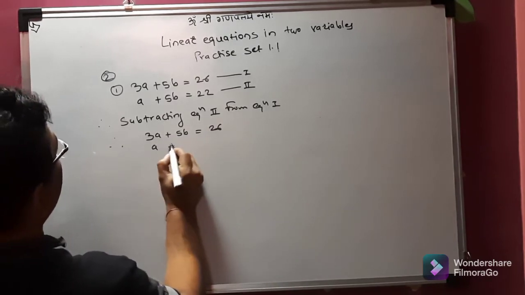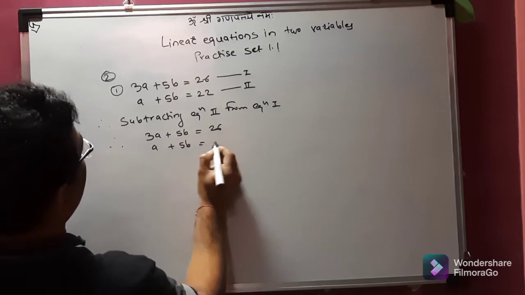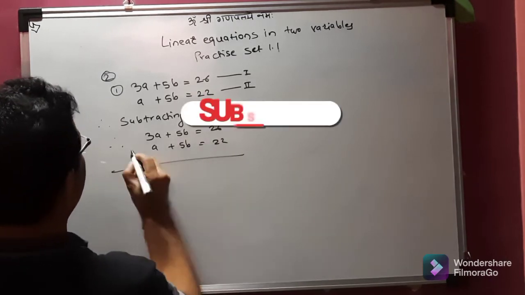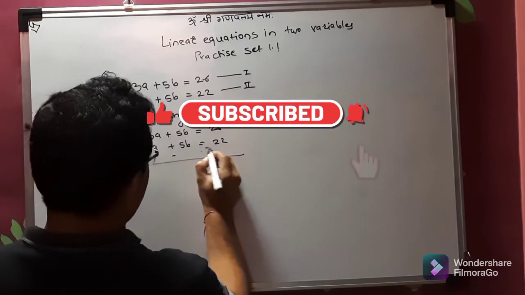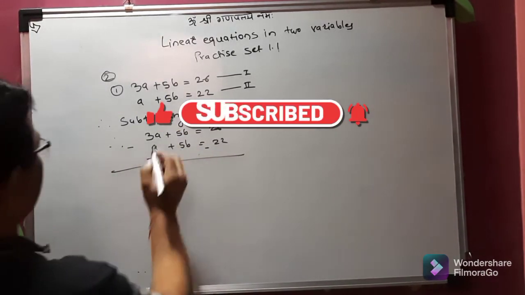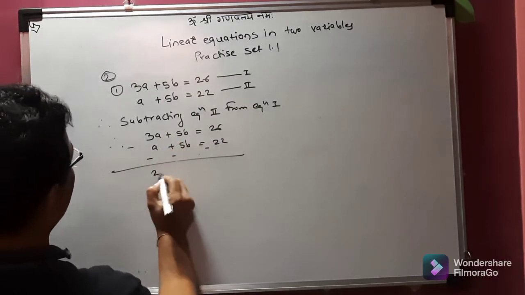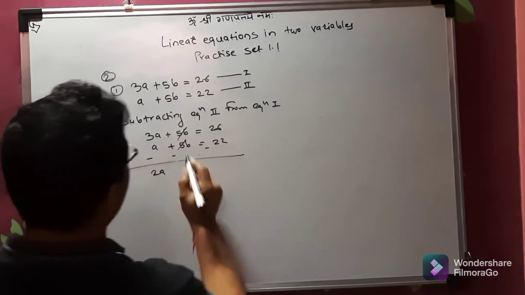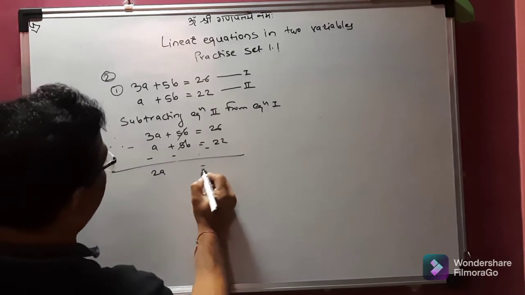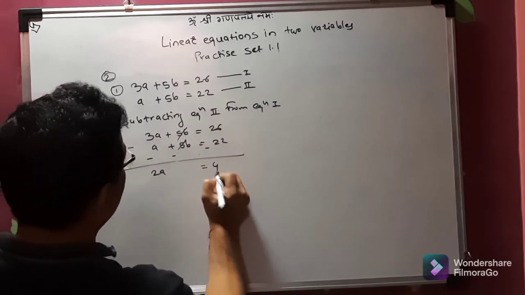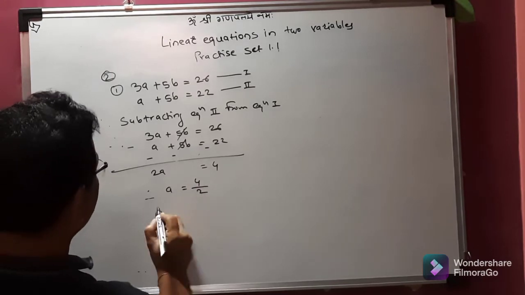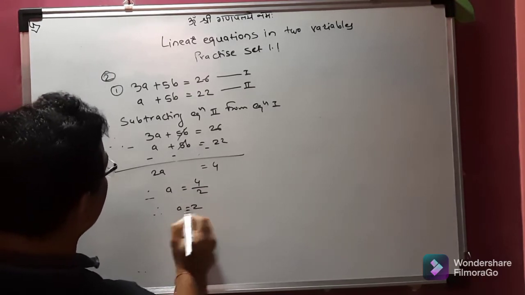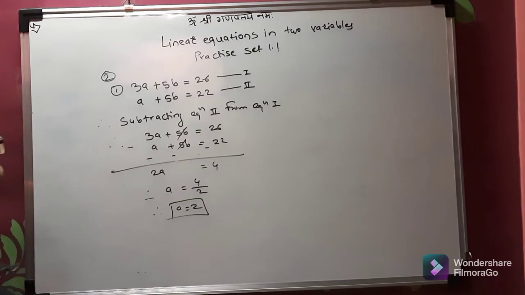3a plus 5b is equal to 26, then a plus 5b is equal to 22. So we have to do subtraction. Minus, plus we will get minus. So 3a minus a is equal to 2a. The 5b minus 5b get cancelled. 26 minus 22 is 4. So a is equal to 4 upon 2, so a is equal to 2. This is the answer for a.